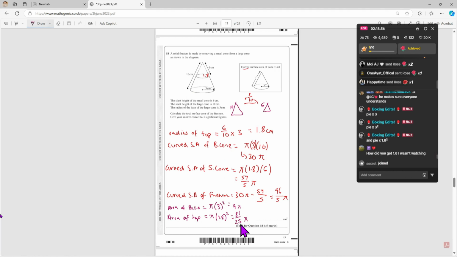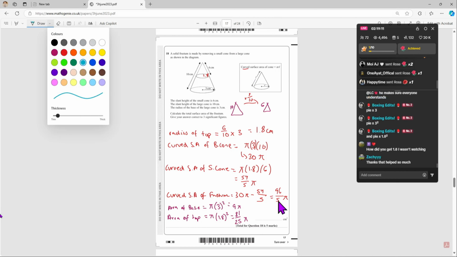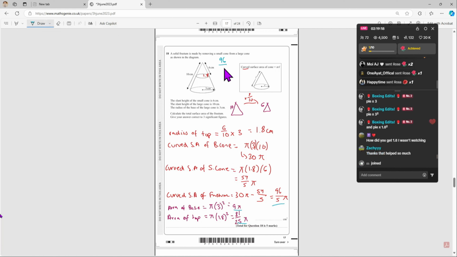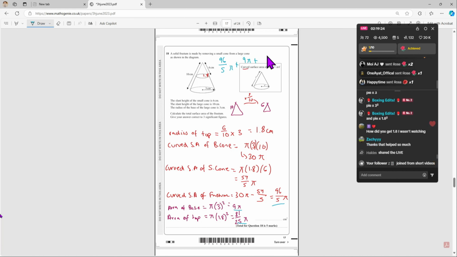And then to work out our total surface area, what we need to do is add the curved surface area of the frustum, add the base surface area, and then the area of the top. So it's going to be this plus this plus this. I'm going to do it over here on the top, as I have no space. So 96 over 5 pi plus 9 pi, and then plus 81 over 21 pi.